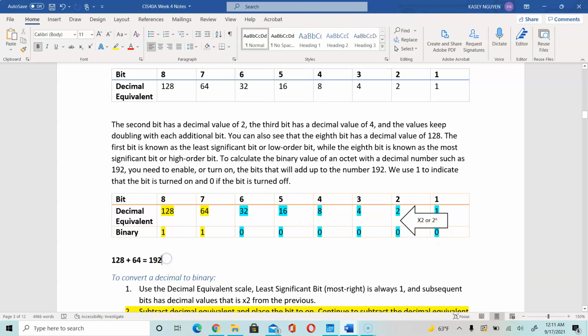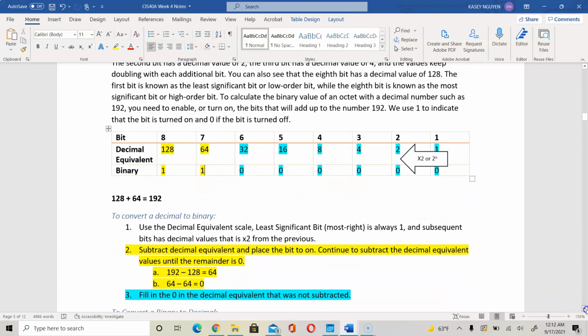To convert this, we can use what's called an addition method. The first bit is equivalent to 128, as bit 8. The next bit is bit 7, which is equivalent to 64 in decimal. As you add this up, you would have 192. So for the address 192.168.0.x, the first octet would be represented as 1, 1, and the rest are zeros.